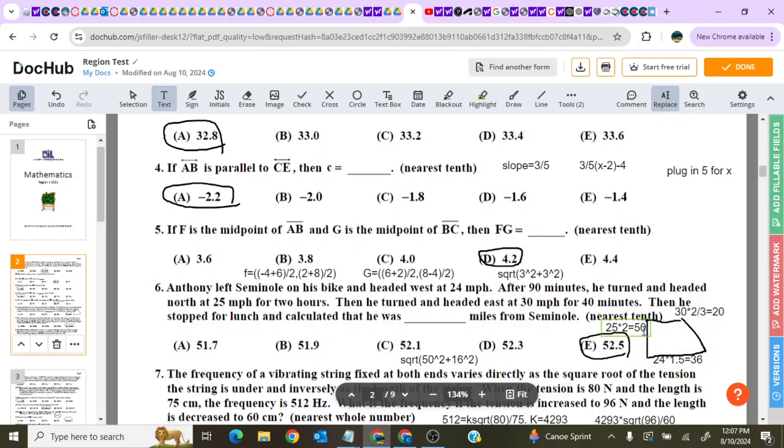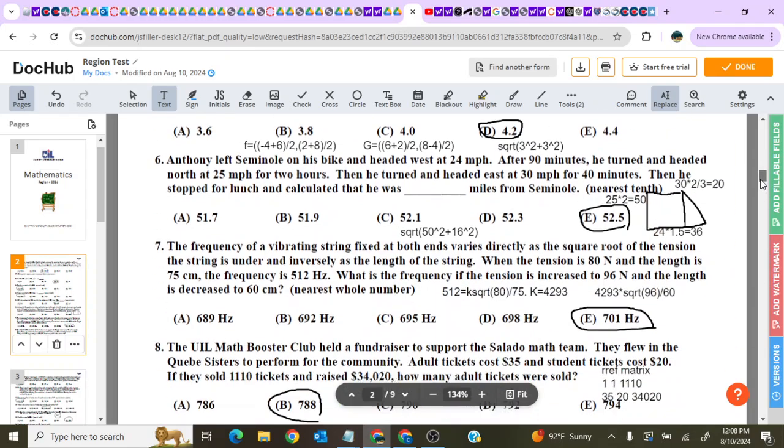So let's figure out how far he traveled west. Well, he traveled 24 miles per hour for 1.5 hours, so 36 miles west. And then he traveled 25 miles per hour for 2 hours, so 50 miles north. And then 40 minutes, 20 miles east. So you have to use Pythagorean theorem based on this. The bottom side right here is clearly the amount they've traveled west, so 36 minus 20. So 16, and the height is the amount they traveled north, so 50. So you do Pythagorean theorem, square root of 50 squared plus 16 squared gets you 52.5.